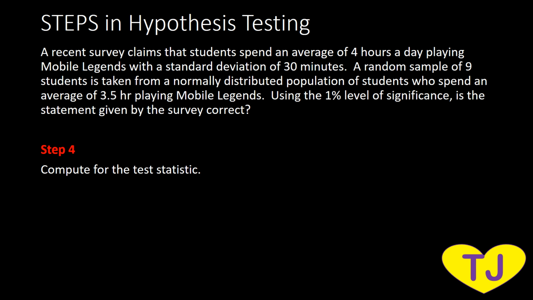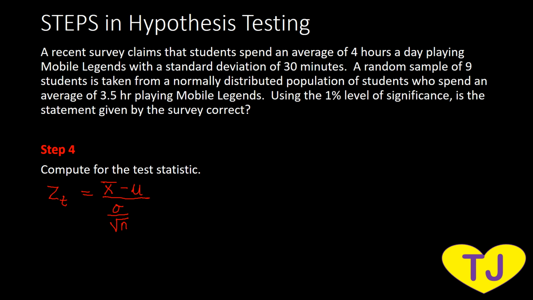Step 4, we compute for the test statistic. Now take note, our test statistic for this problem is the z-test. So we are going to make use of our formula for the z sub t, which is equal to x bar minus your mean, which is the population mean, over the standard deviation, which is the population standard deviation, divided by the square root of your n. So that is how we are going to compute for our test statistic.